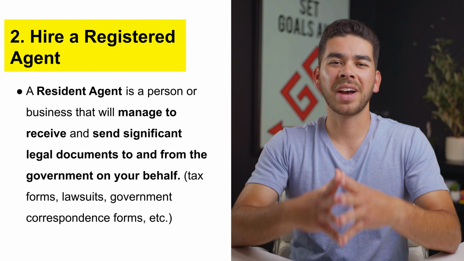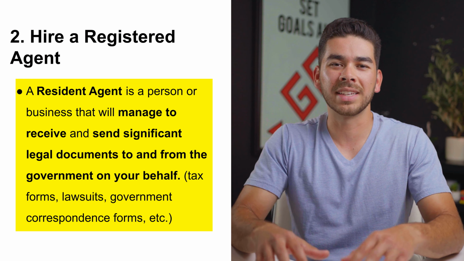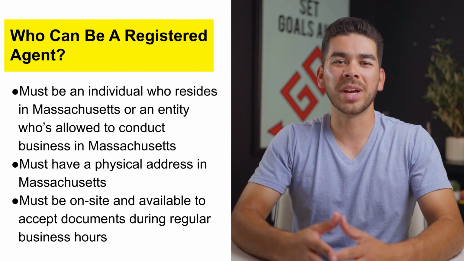So step number 2 is finding a resident agent in Massachusetts. A resident agent is a person or entity that will send and receive legal documents to the government on your behalf. So who can be a registered agent for you?